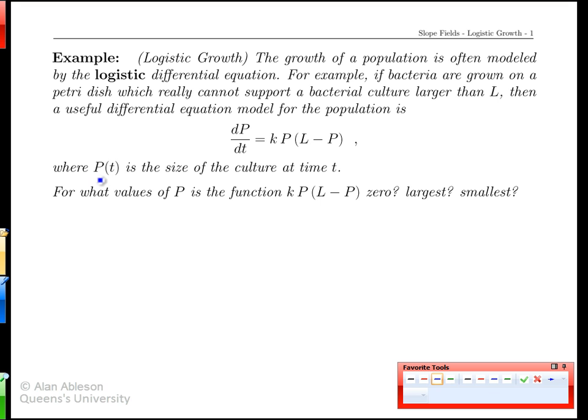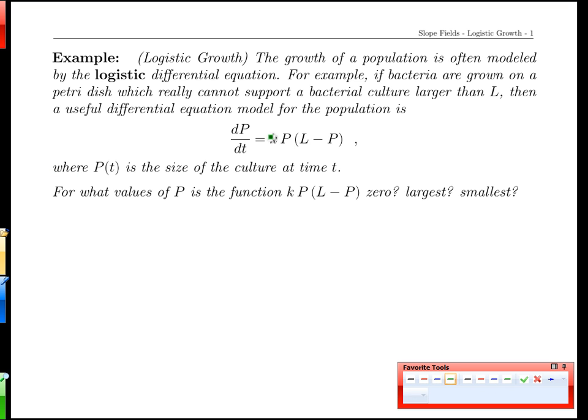Now, we're going to put this in the context of a bacterial culture that cannot be supported once the population reaches L. That's based on food supply or waste generation. There's some maximum population that can be sustained, and P is the current population.